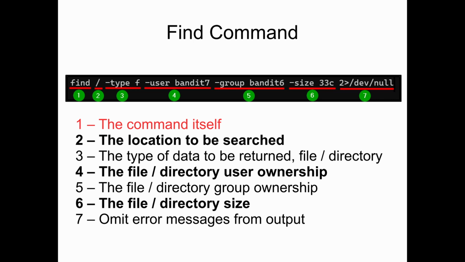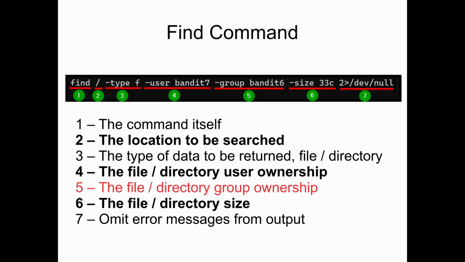Find is the name of the command. The slash is the location to be searched. In Linux, slash by itself indicates the entire file system. Next is the -type f switch, which limits the results to files. Then the -user argument, which filters results to only files owned by user bandit7.